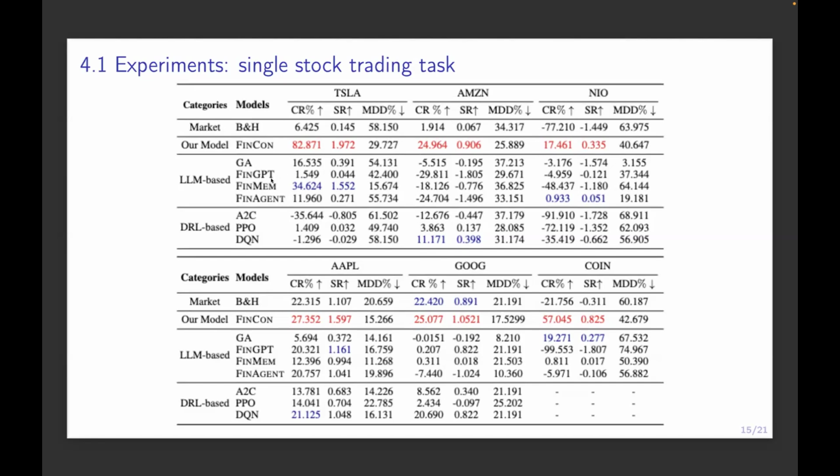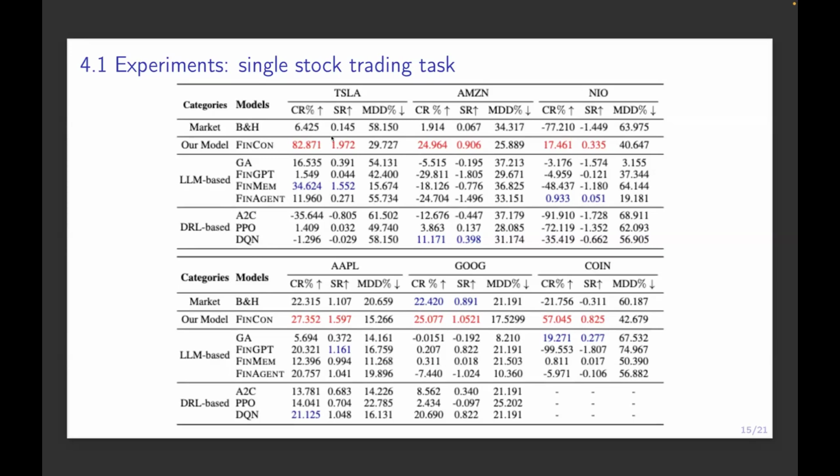We compared FinCon's performance with the buy and hold strategy. Basically, buy and hold represents the market. We also compared with other language model-based models like the Generative Agent, FinGPT, FinMem, and also FinAgent. And we also compare the performance with deep reinforcement learning-based algorithms like A2C, PPO, and DQN.